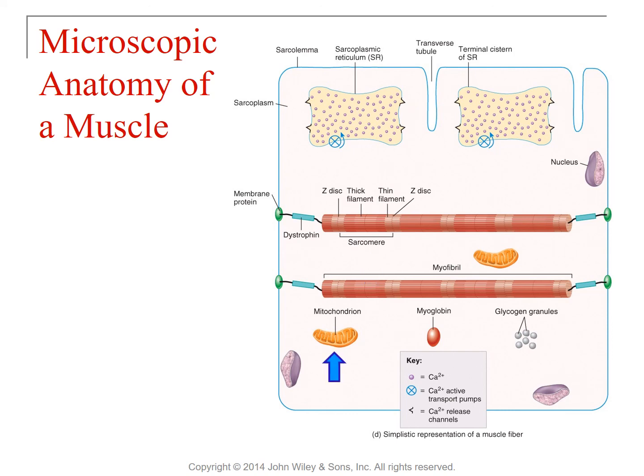This arrow is pointing to a mitochondrion, and again, you have to have a lot of mitochondria because this cell uses a lot of ATP. So one way that it uses ATP is when those calcium active transport pumps get started up. So for every ion of calcium that gets pumped into the sarcoplasmic reticulum, and there's a lot of them, you consume an ATP.